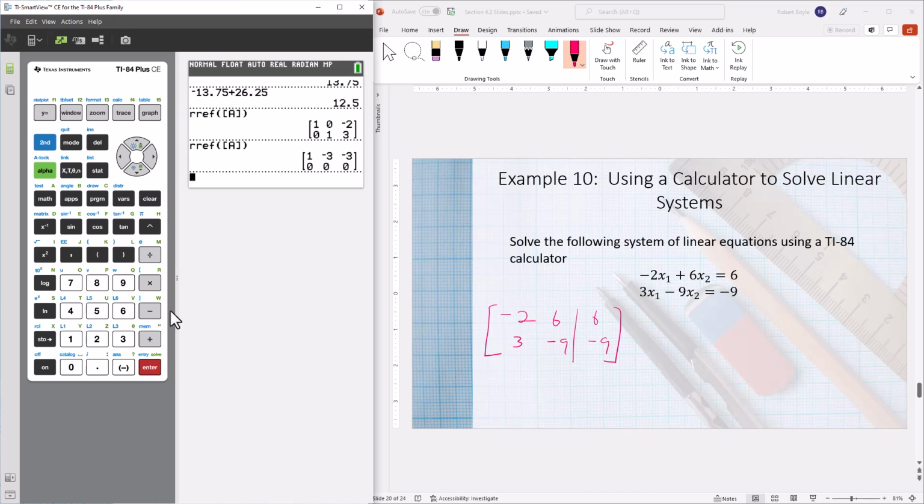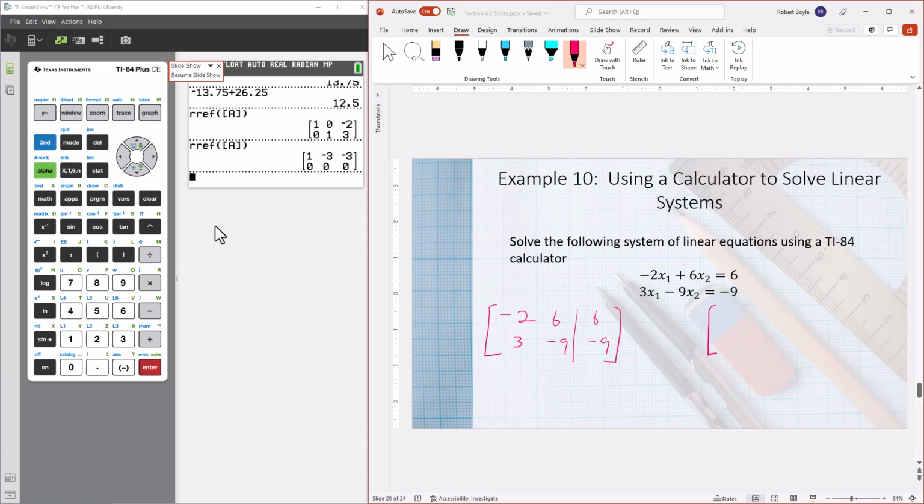And that is our reduced row echelon form. We have 1, negative 3, negative 3. And here we have 0, 0, 0. Now, this is a little different than what we've seen before because we're used to seeing 1, 0, 0, 1, and then a number here, say 5, and a number here, say 10. Here we have all zeros.